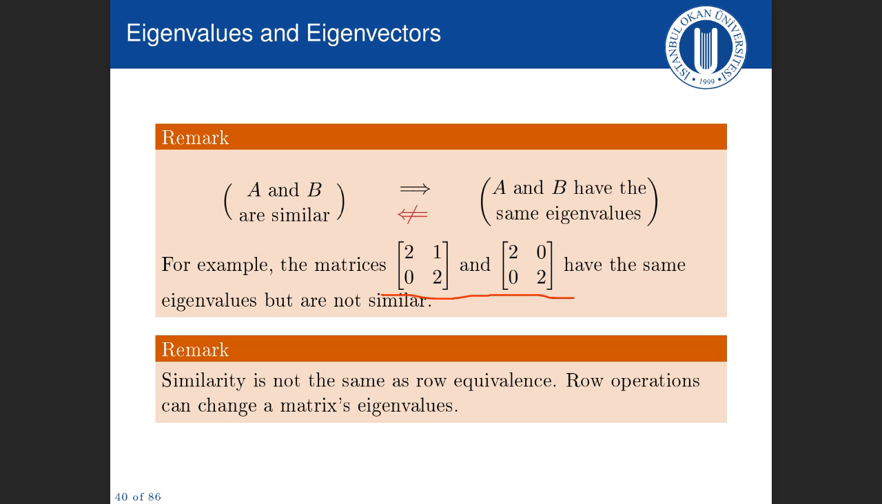These are both triangular matrices, so straight away we can look at the main diagonal and see that the only eigenvalue is 2. So both of these matrices have the same eigenvalue, but these matrices are not similar. It's not possible to find an invertible matrix P such that P inverse AP is equal to B. I also want to remark that similarity is not the same as row equivalence. Elementary row operations can change a matrix's eigenvalues.